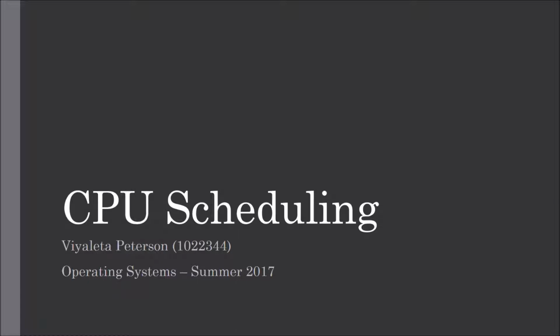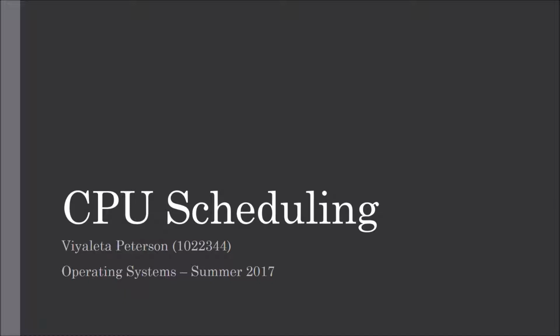Systems 2017 summer class. The objective of the first project was to create a simulation of CPU scheduling using three different algorithms. So we have first in, first out, round robin, where the user can specify the time quantum, and the shortest job first. So first I'm going to go into a little bit of the logic behind how I approached this project, and then we'll do the actual demo.